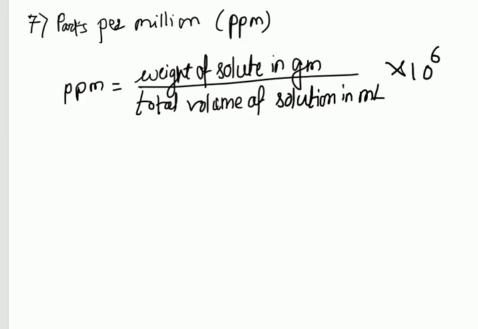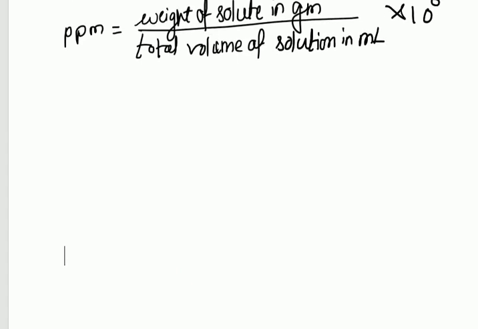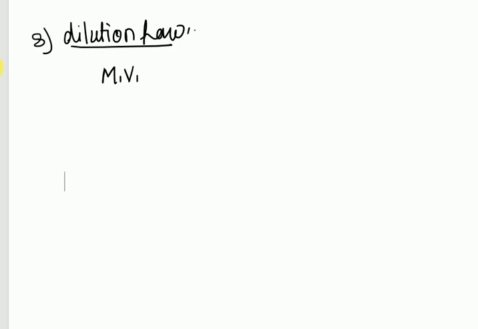Then the dilution law. The dilution law is very important to calculate the third solution. If the molarity and the volume of a solution are changed from M1V1 to M2V2, then M1V1 is equal to M2V2. That is the dilution law.